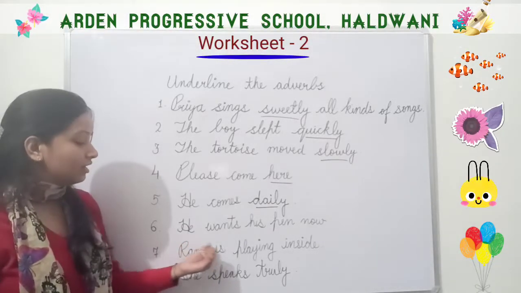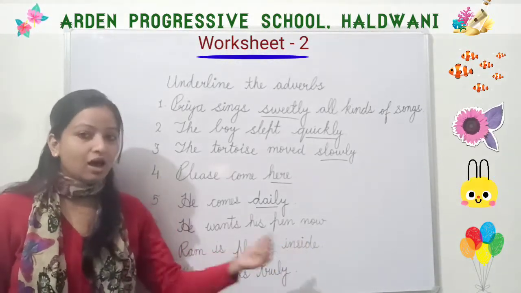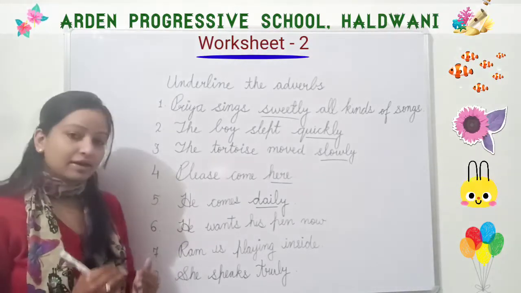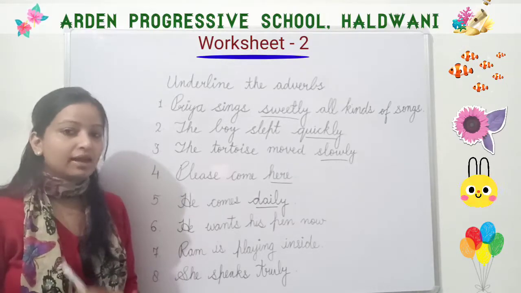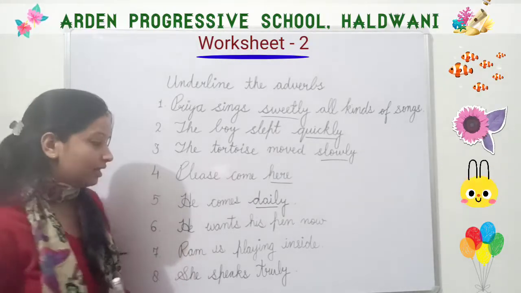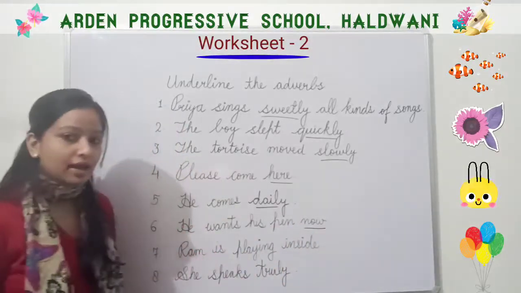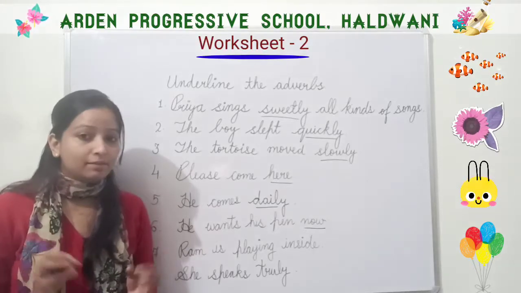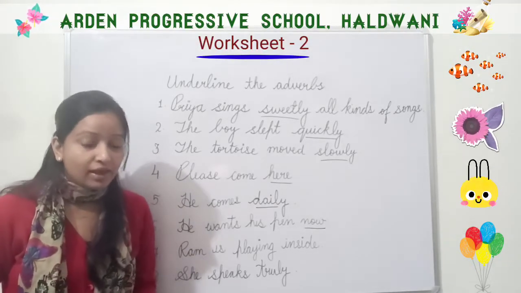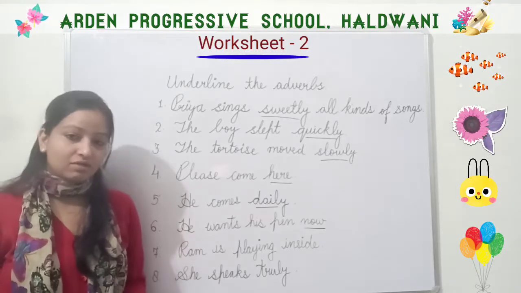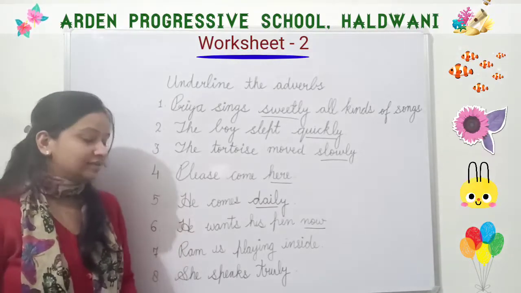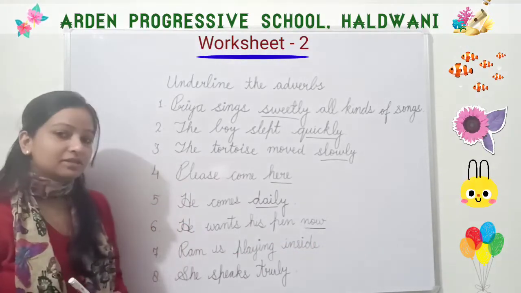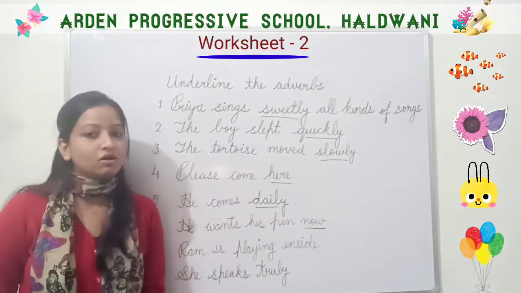Now the next is he wants his pen now. So when does he want his pen? Now. So this word now is giving us the answer of when, which means when the action has been done. It is giving us the idea of time. Hence, this word is an adverb of time, because it gives us the answer of when.